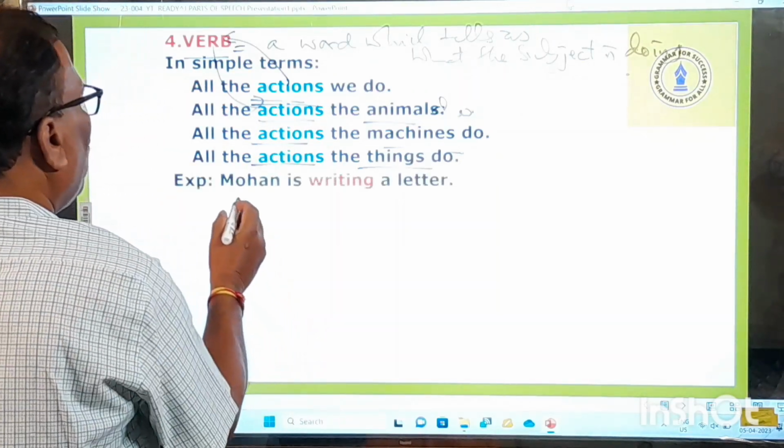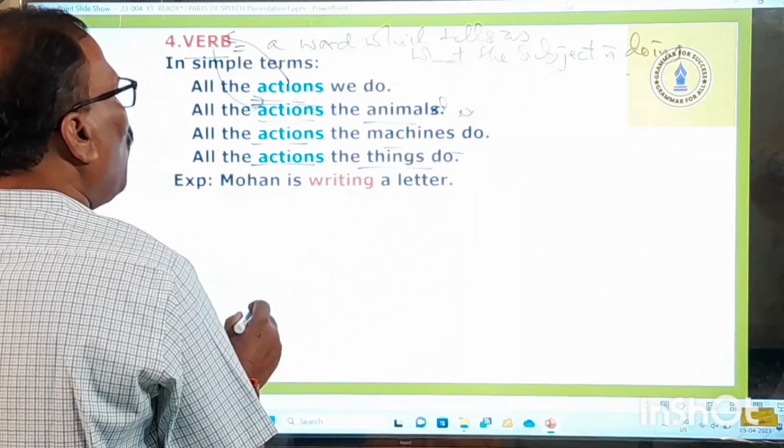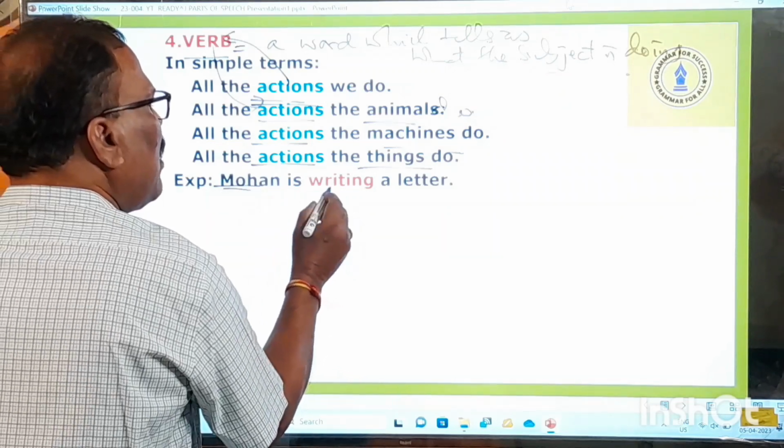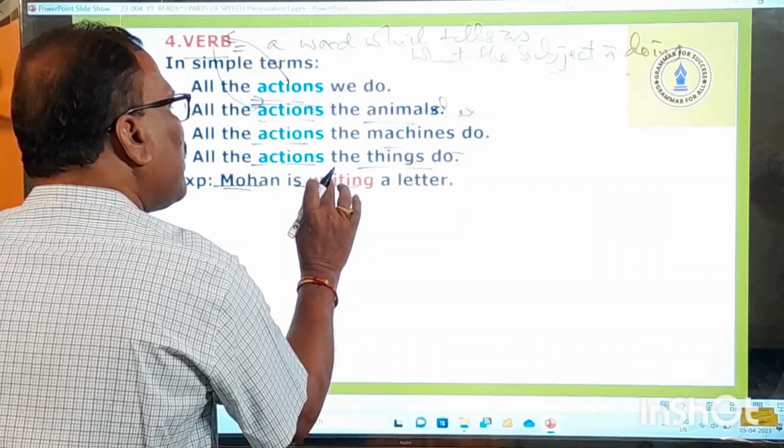Okay, and here, Mohan is writing a letter. What action is Mohan doing here? Mohan is a human being. What action is he doing? Writing. So this action is always called a what?